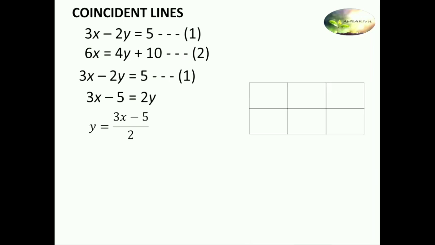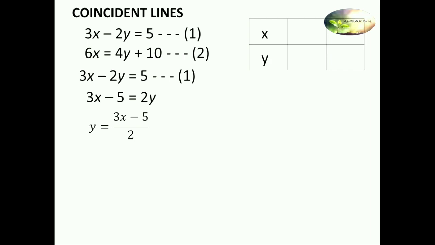Now I am going to assume some values for x. I am going to take 1 and minus 1. If I assume 1 for x, then 3 into 1 is 3. 3 minus 5 is minus 2. Minus 2 divided by 2 is minus 1. Then if I assume minus 1, 3 into minus 1 is minus 3. Minus 3 minus 5, you will get minus 8. Minus 8 by 2 is minus 4.